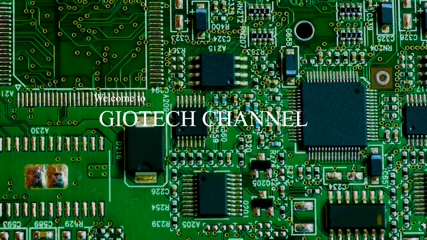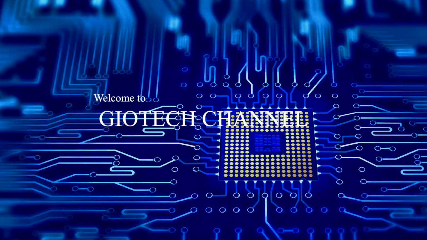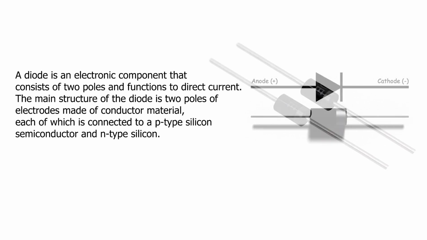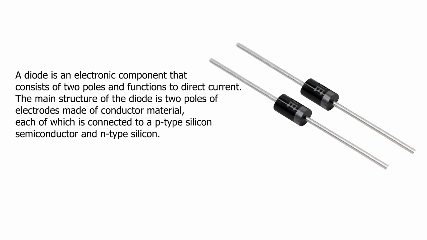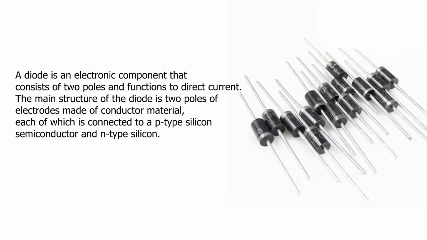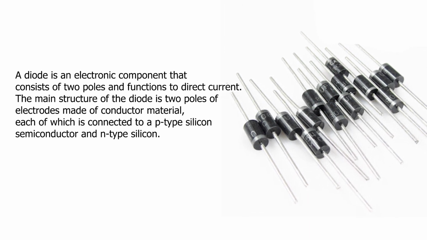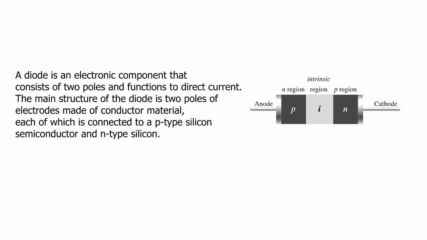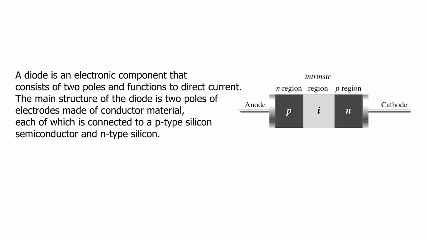In this video, we will discuss a very important component in the world of electronics, namely the diode. First of all, what is a diode? A diode is an electronic component that consists of two poles and functions to rectify current. The main structure of a diode is two electrode poles made of conductor, each of which is connected to a p-type silicon semiconductor and an n-type silicon semiconductor.